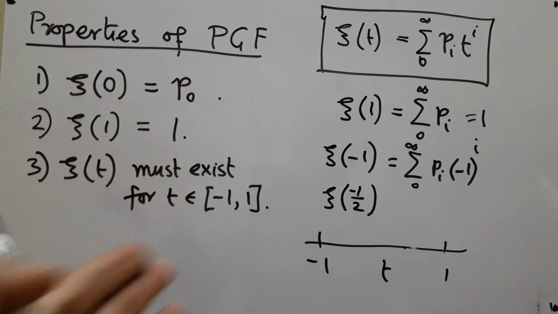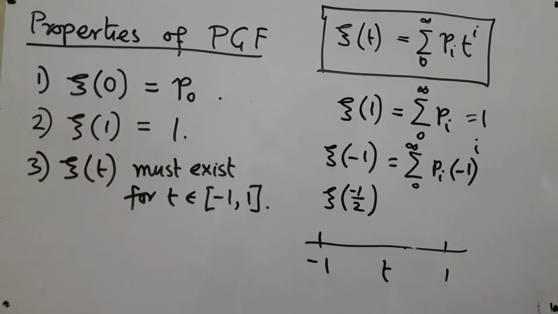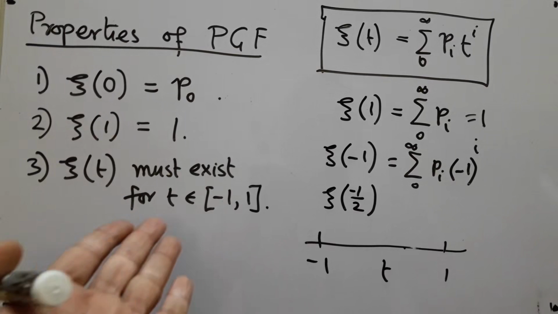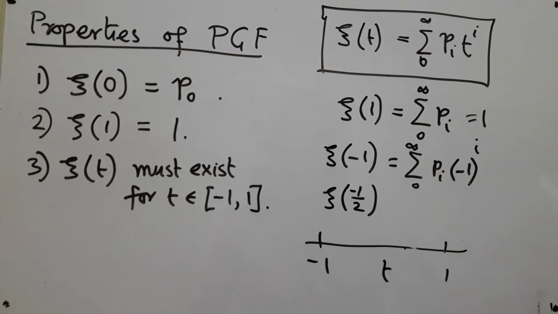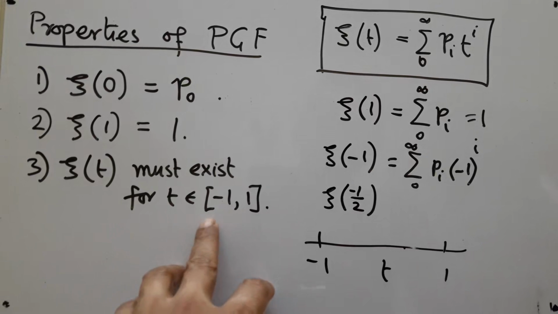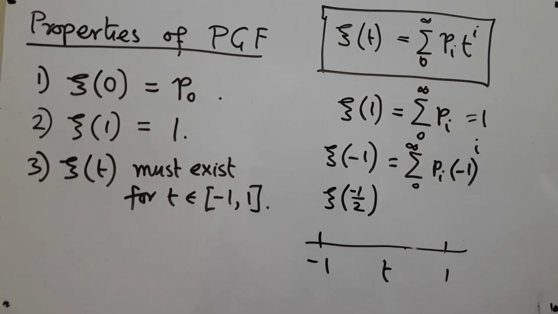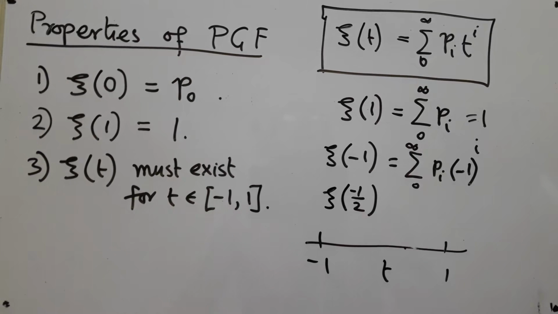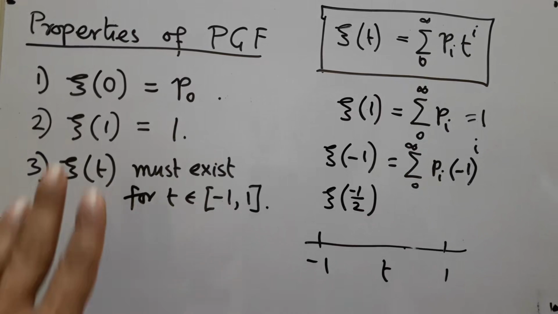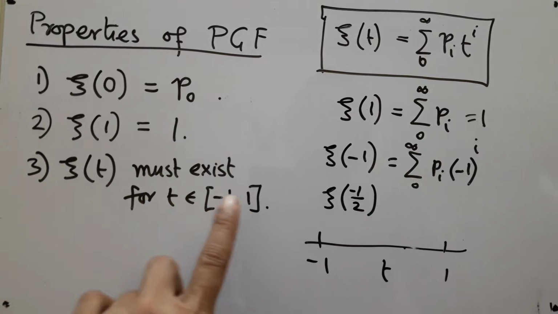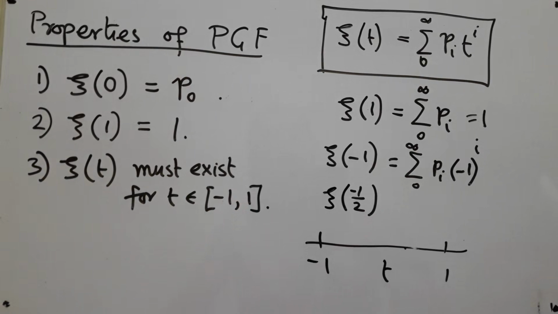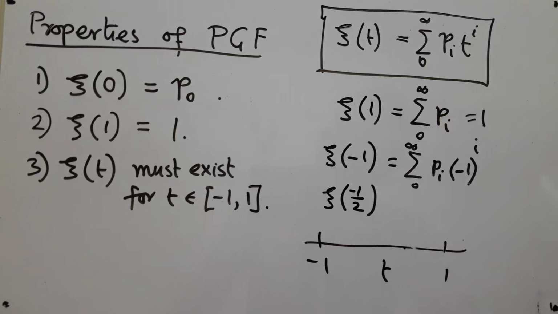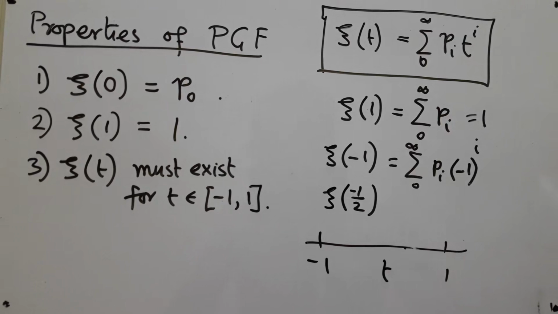It may converge for other values also. For instance, we saw an example where it converges or exists for all real values. In case of the geometric half, we saw that it exists for open minus 2 to open 2. But this one is guaranteed for any random variable taking nothing but non-negative integer values. I am sure that the PGF must exist in this interval. It may exist outside the interval as well.